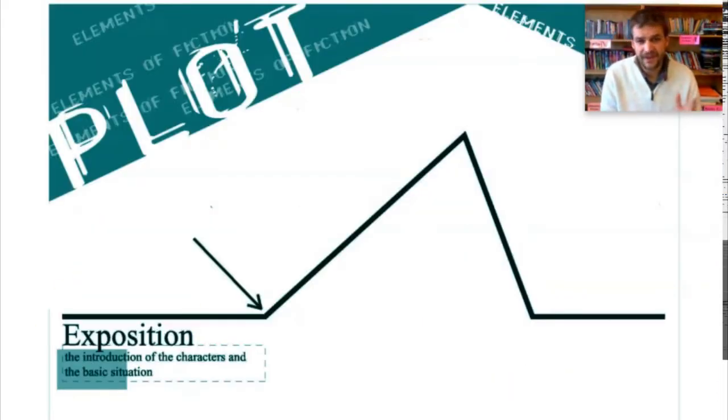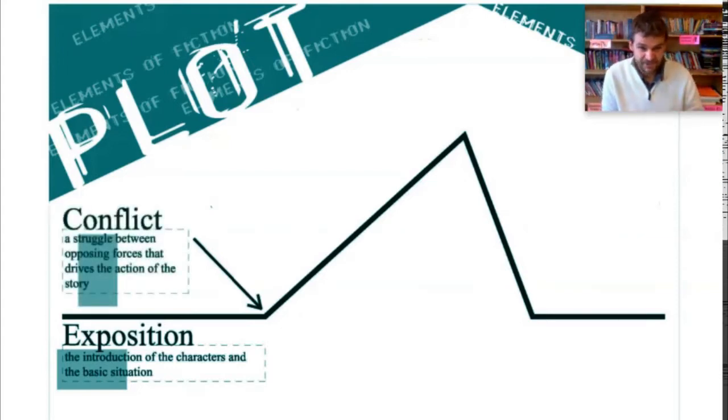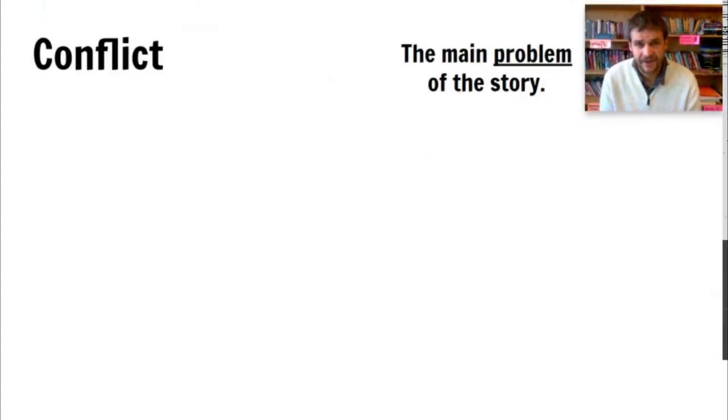In fact, let's go back to the plot diagram. You see an arrow pointing to a spot on the plot diagram, right when the flat line starts to go up. And that is because the third part of an exposition that gets its own little spot on the diagram is called conflict. Conflict is really important in a story. You can't really have a story without some form of conflict. Often we think of conflict as a bad thing, but in the case of literature, conflict is really what motivates the characters to act and what makes the action of the story happen. Without conflict, you just have a flat line. Another way that I like to define conflict is that it's the main problem of the story.